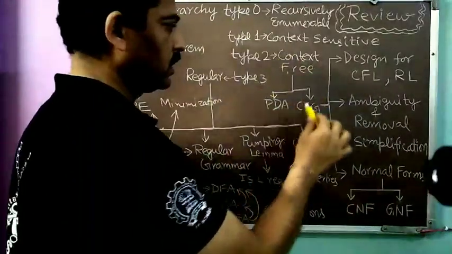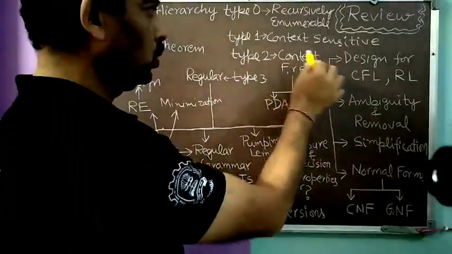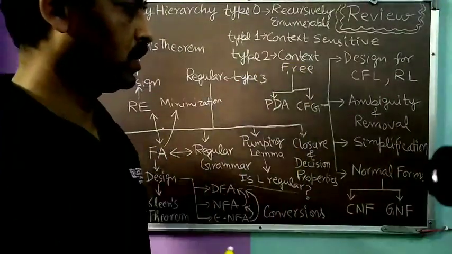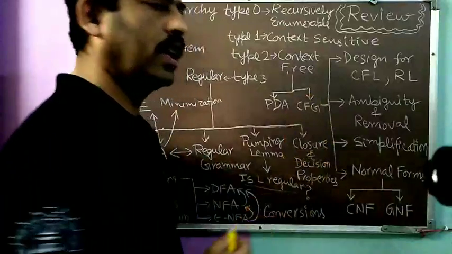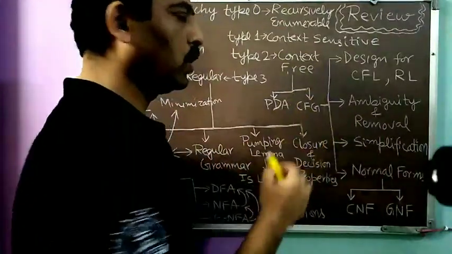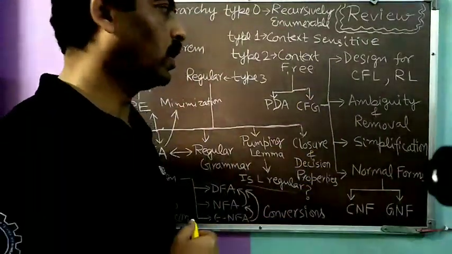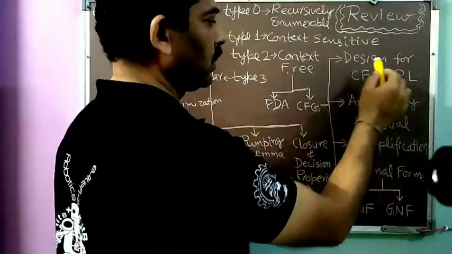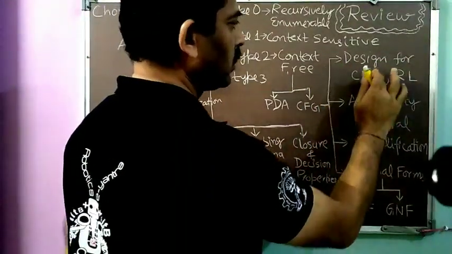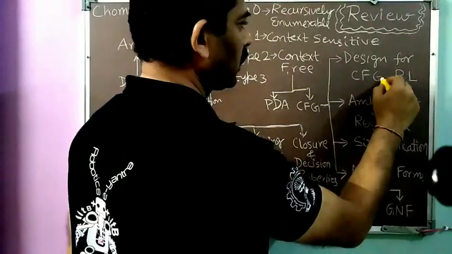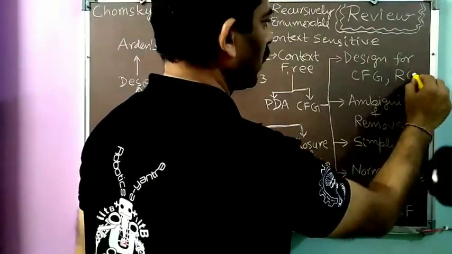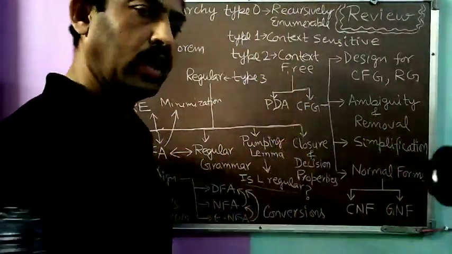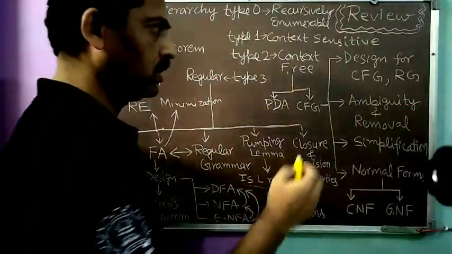Then we have discussed our type 2 languages, which are the context-free languages. In context-free languages, we have discussed the context-free grammars. These were the generating tools by which we can generate the context-free languages. We have discussed the design of context-free grammars and regular grammars, or we can say the design of grammars for context-free languages and the regular languages.